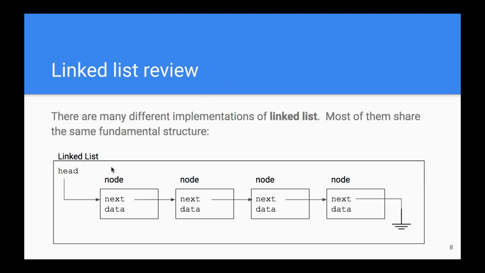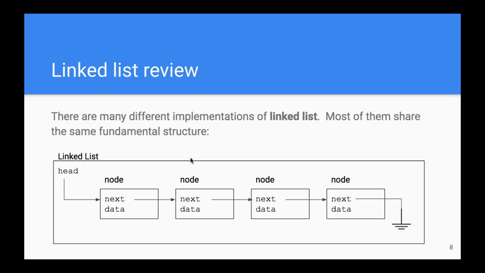So linked list at the very fundamental level consists of nodes. In most implementations of linked lists, the nodes would contain at least a next pointer that points to the next node, and then obviously also the data that the node contains. And so all these nodes are linked together. That's why it's called linked list.